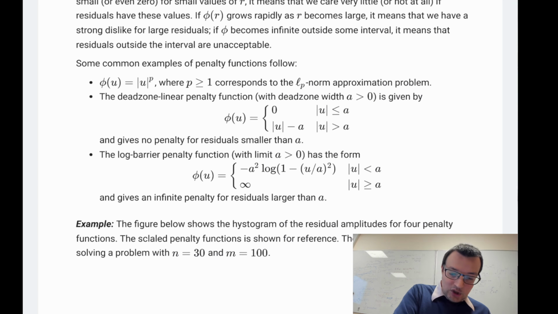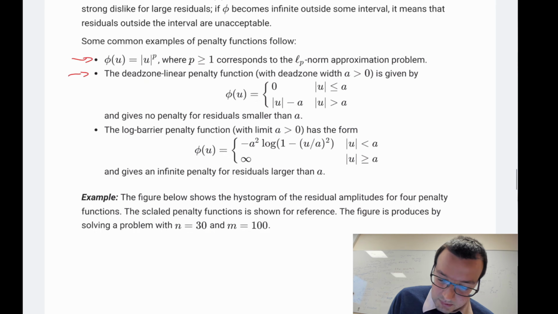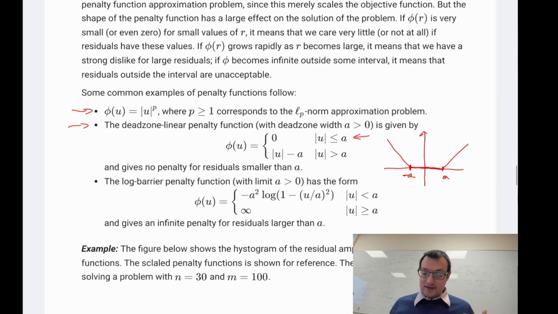So let's look at some common examples. And as I said, a common example is the Lp norm. Another common example is the dead zone linear penalty function. And in the dead zone linear penalty function, essentially, you have a certain range of u's for which you don't care. So this is minus a and this is a, okay? So it's going to have this shape between a and minus a, and then it grows linearly, okay? So this is the dead zone linear, because there is this area here, which is a dead zone where you don't do anything, essentially. You don't care where the residuals are inside that dead zone area.